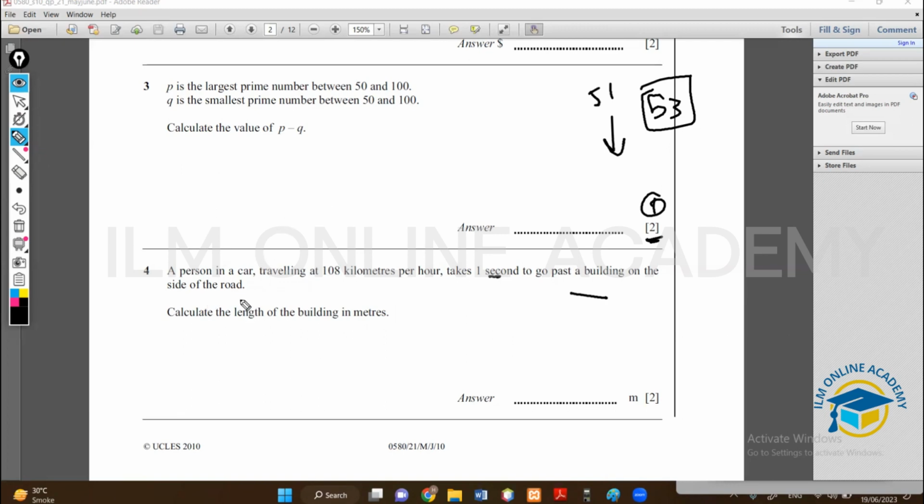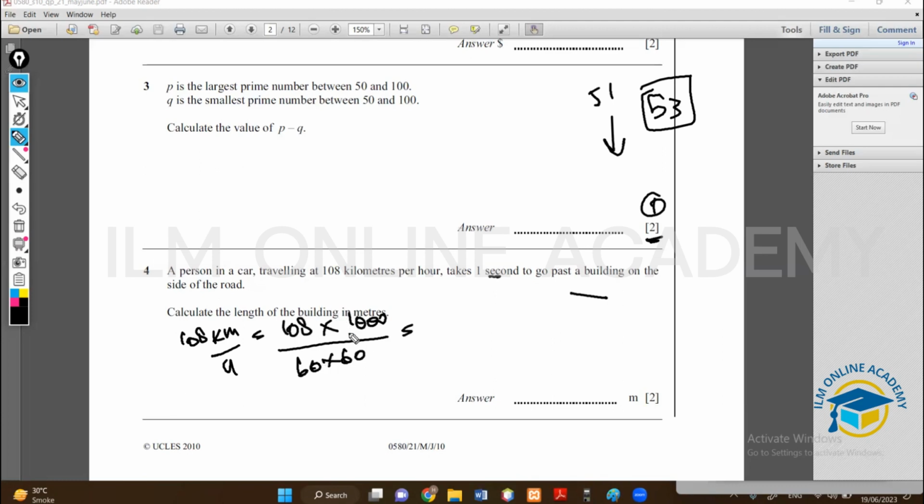So the velocity of the car has been given in kilometers per hour, which is 100 kilometers per hour, and the time they have told us is in seconds. So let's first consider this speed in meters per second. How do we convert kilometers per hour into meters per second? Kilometers are converted into meters by multiplying by 1,000, and hours are converted into seconds by multiplying by 60 multiplied by 60.